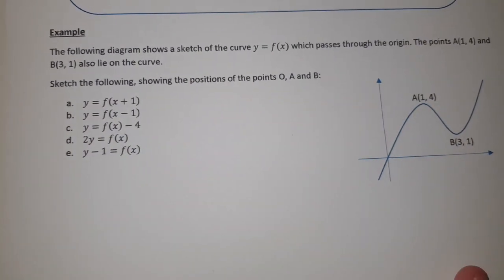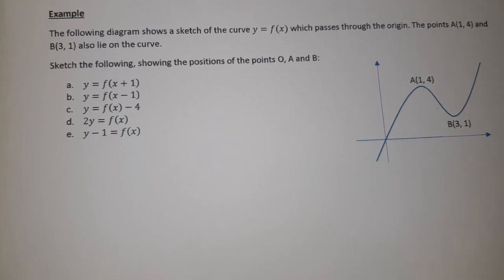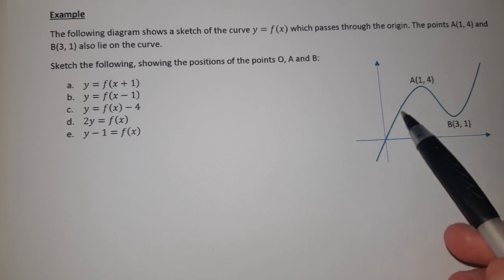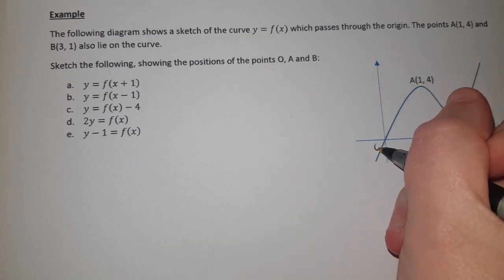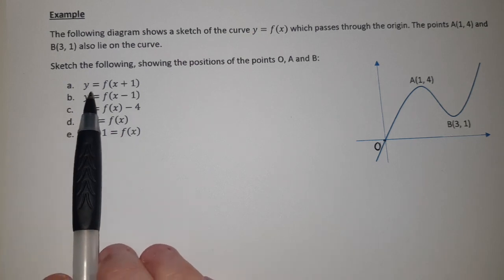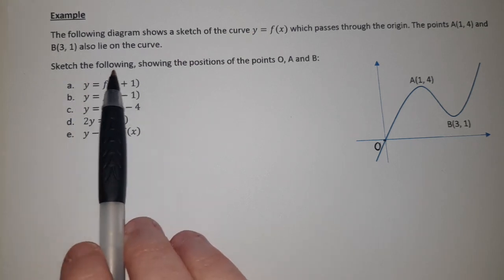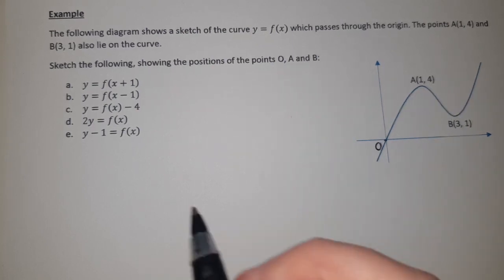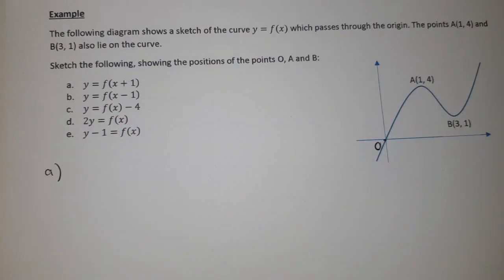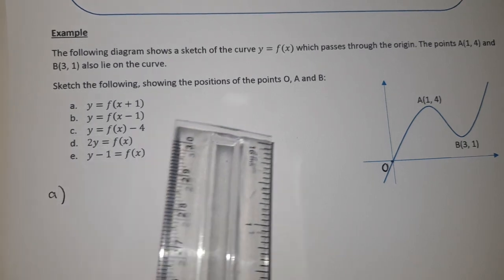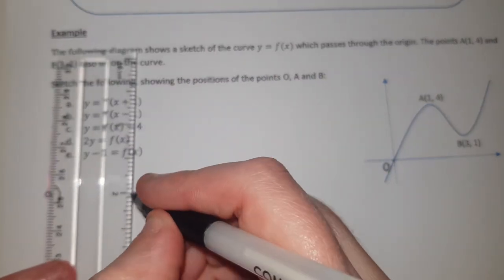So first things first, can we please use a ruler? Okay, axes drawn with a ruler, please. You've got the following diagram is given as this. I did miss O there for the origin, obviously. We want to sketch each of these following graphs, and we want to show the points O, A and B where they ended up in terms of your graph. So for the first one, and like I said, we're going to use a ruler, just a bit right there, to draw our set of axes.